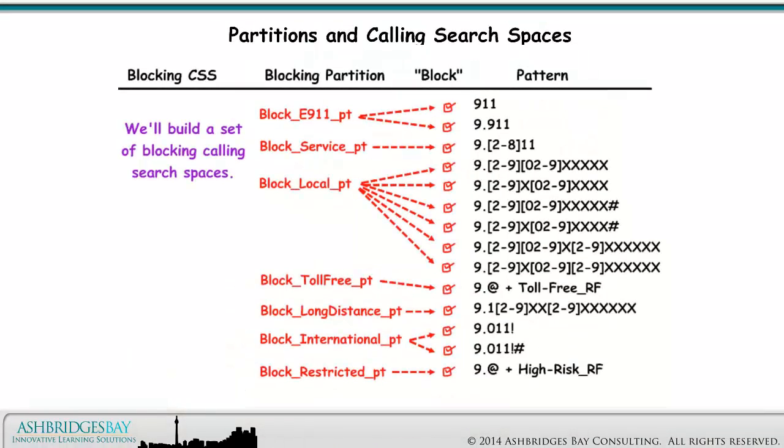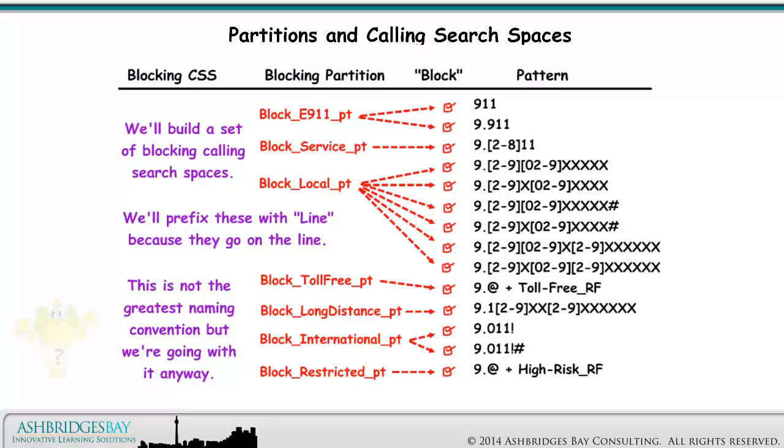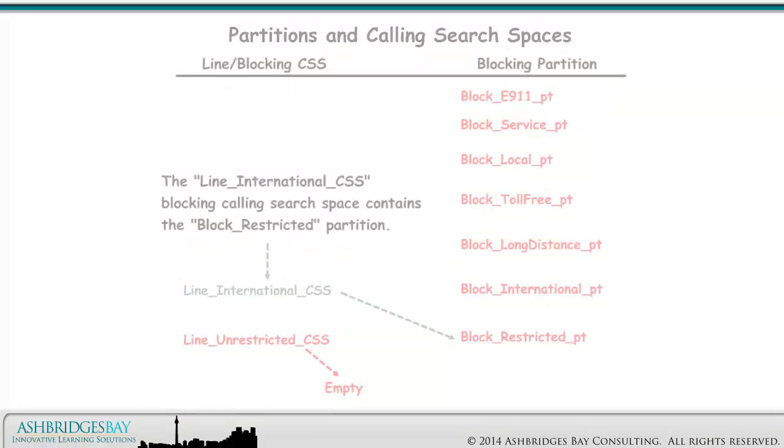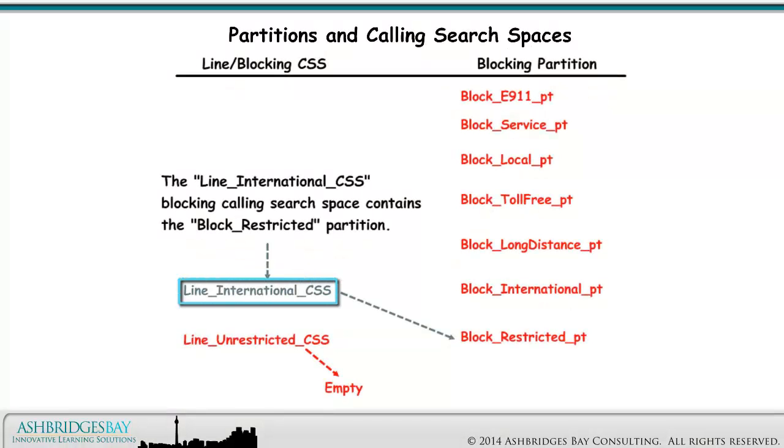We'll build a set of blocking calling search spaces. We'll prefix these with line because they go on the line. This is not the greatest naming convention, but we're going with it anyway. The line unrestricted calling search space blocking calling search space will be empty. This calling search space blocks nothing. The line international calling search space blocking calling search space contains the block restricted partition. Only high-risk numbers will be blocked.